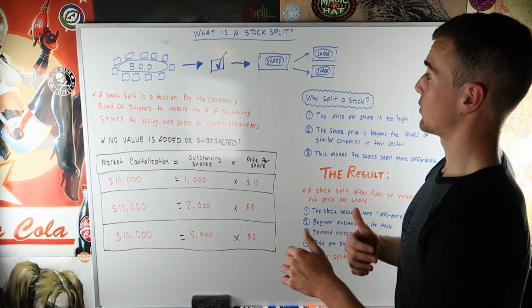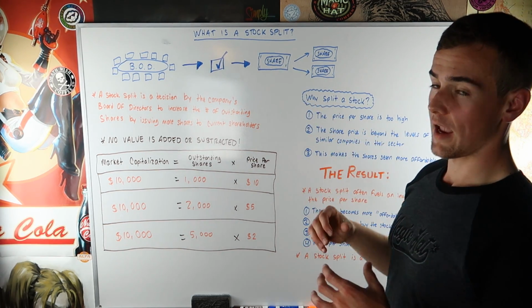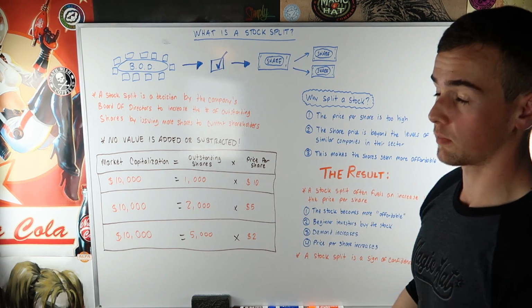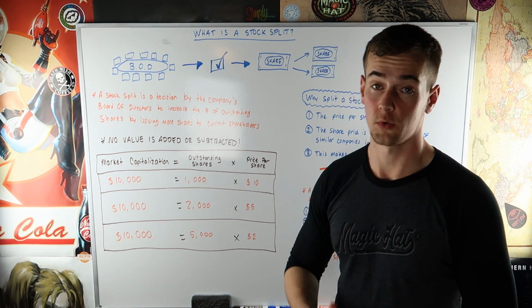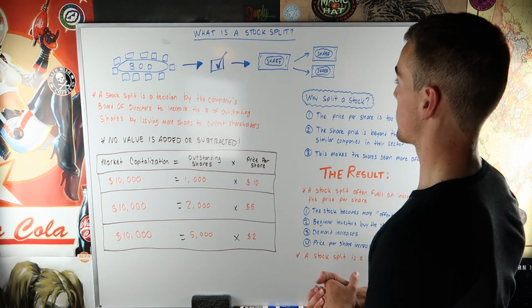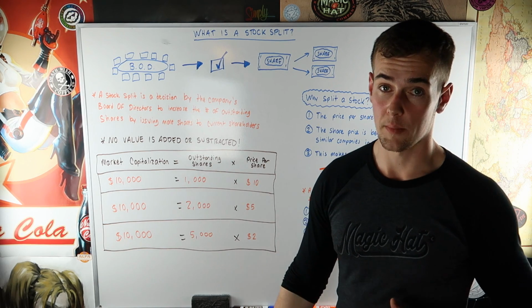If the vote passes, they will then take shares of the stock, and for every share you have, they will split it in a certain ratio. So maybe it's a 2-to-1 split where for every share you have, you now get 2 shares, or it could be a 5-to-1 split where you get 5 shares per share you had. And that's not uncommon to see.